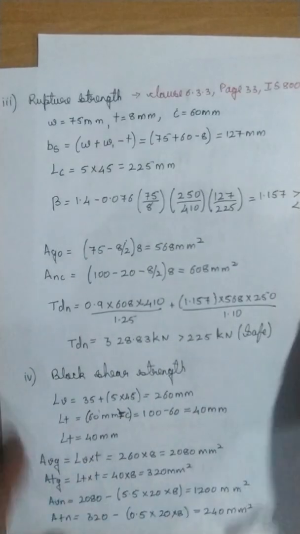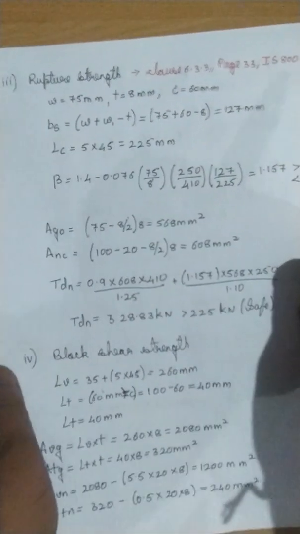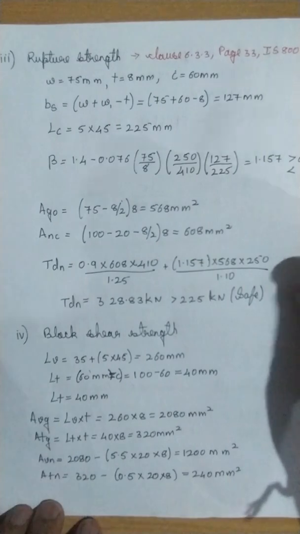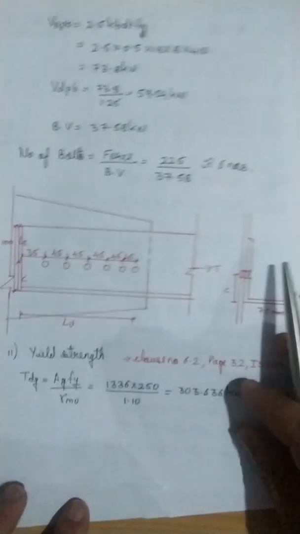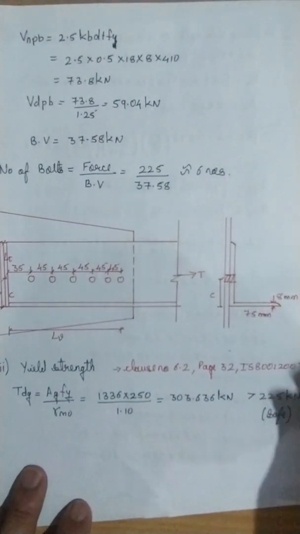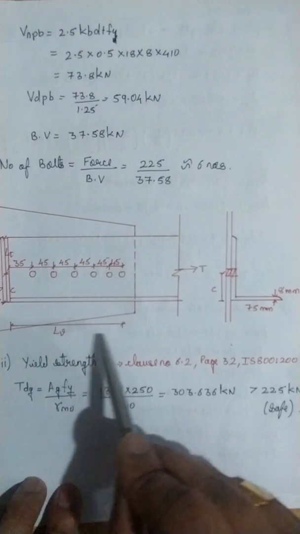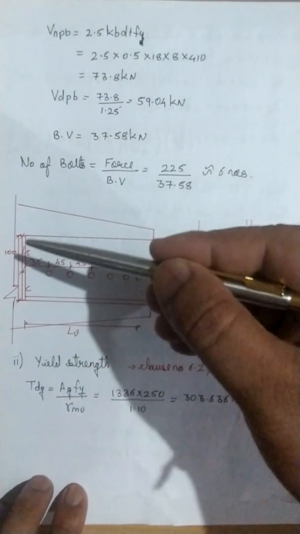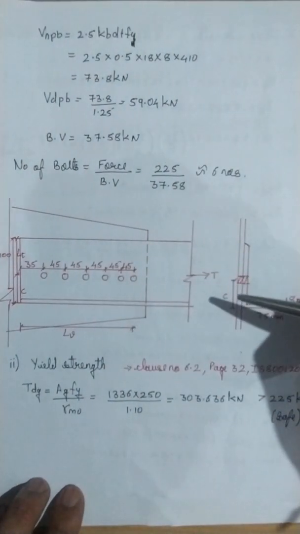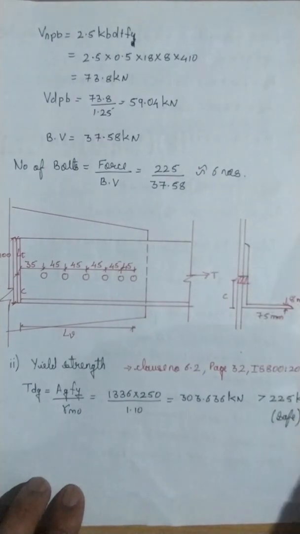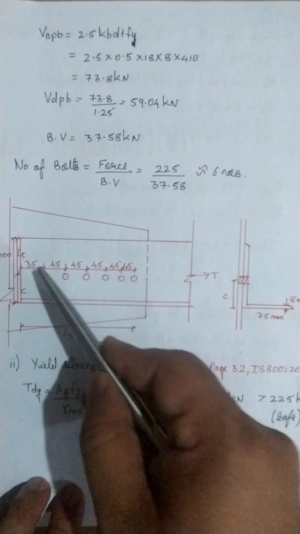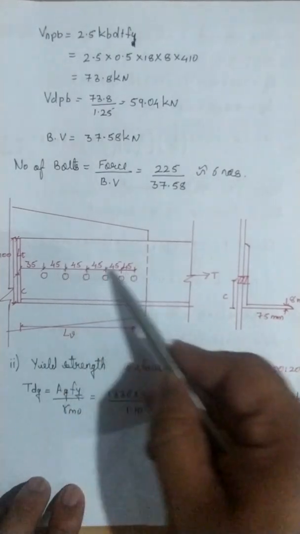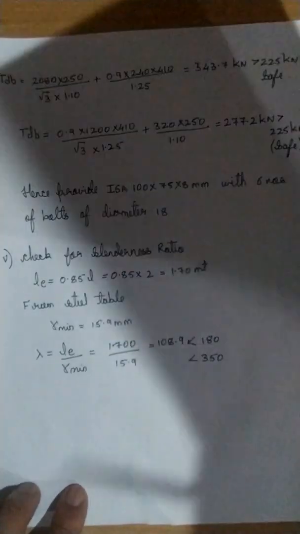Next is the rupture strength in the critical section. We know the value of C is 60 mm. Here I have already mentioned this is the value of C, which is 60 mm, and this is the Lv distance and this remaining is the Lt distance. Obviously C is 60, then Lt will be 40, and Lv is a distance of 1 edge plus these 5 pitches. So it is 35 plus 5 times 45. That will give you the Lv distance.